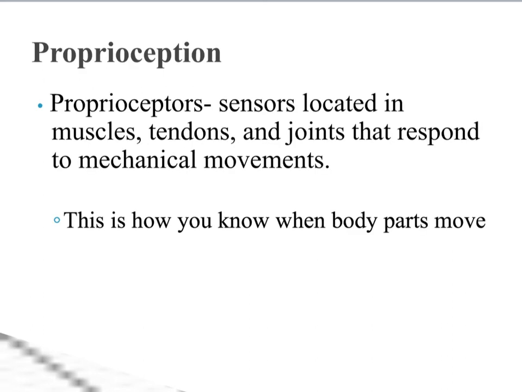We have some other mechanoreceptors embedded in our tissues. They're called proprioceptors. And these sensors are typically located in our muscles and tendons and inside of a joint, and they respond to mechanical movements. And this is how we know when our parts move.